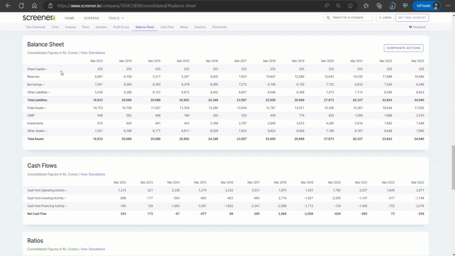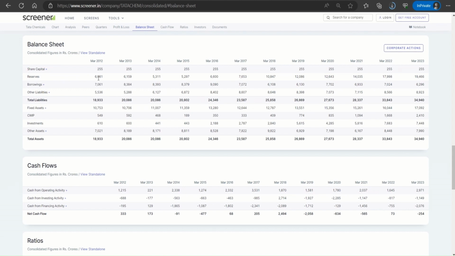So the balance sheet will have three major sections. One is going to be your shareholders' funds, the second is going to be your liabilities, and the third is going to be your assets. Now in the shareholders' funds, what we have learned is we have a share capital and we have reserves and surplus. So this is the share capital, and Tata Chemicals has not increased its share capital for the last 10 years. That means your valuation has not diluted further.